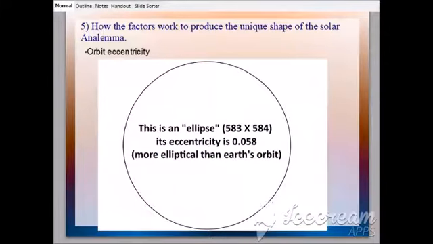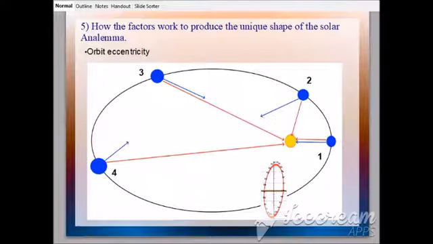The next thing is orbit eccentricity. This circle here is an ellipse, 583 pixels by 584 pixels. Its eccentricity is 0.058. That's more elliptical than the Earth's orbit, just to put things in perspective, because I'm going to show a really elliptical ellipse to demonstrate the points. So, how the orbit eccentricity affects the analemma to get this shape without the axial tilt.